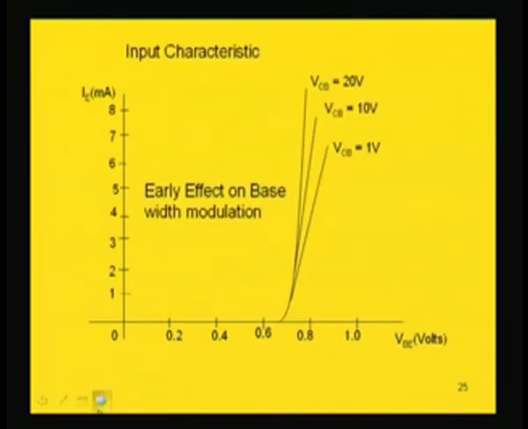But now, the input characteristic will be different if we go on increasing the VCB. It will be shifting left, means for the same VBE you will be getting a higher input current, IE. So, that is because of an effect known as early effect. So, early effect is basically the modulation of the base width when you increase the reverse bias potential.